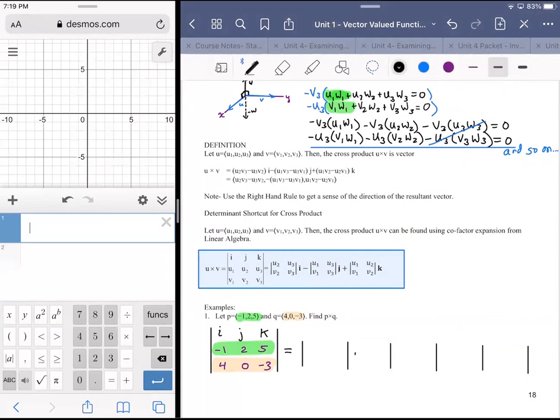So we're looking for i. All right, that's the first thing we're looking for. So in looking for i, I'm going to ignore the row and column that contains the i. I'm going to pretend they're not there. And I'm just going to write the matrix down that consists of the values that remain, the 2, 5, 0, and -3.